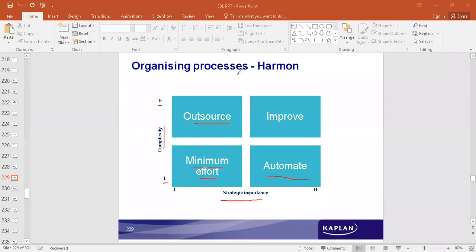Okay, the reason is, there is no specific decision required every time the work is taken up. It is regular in nature, mundane, repetitive work. Such work can be assigned to machines. Automation can be thought about. See, the strategic importance is high, but the complexity is less. That is the reason why automation should be considered.